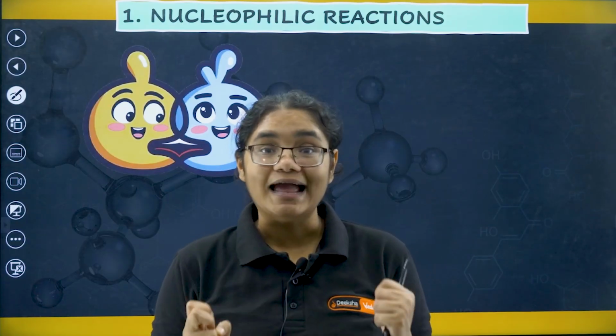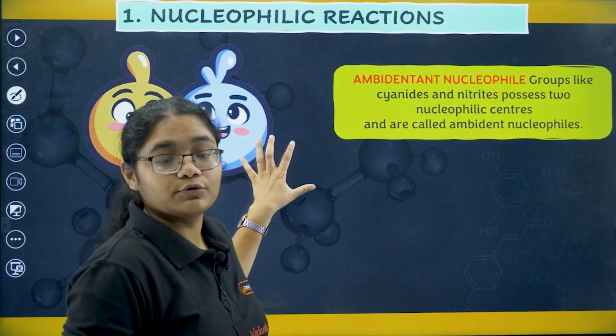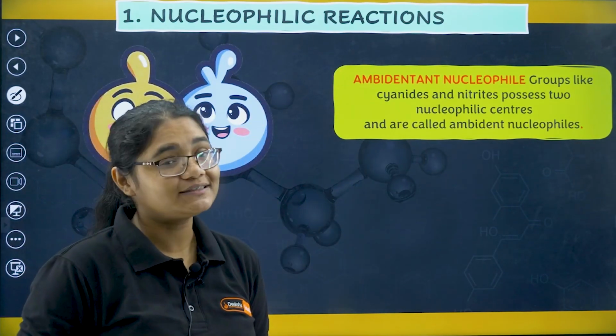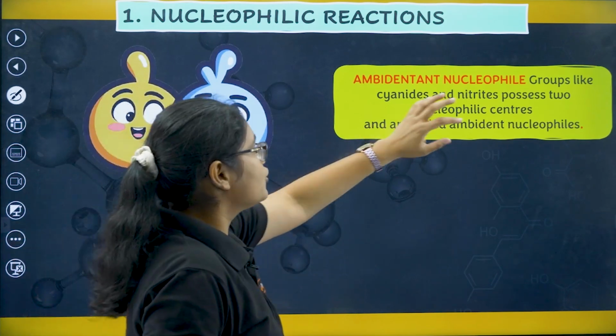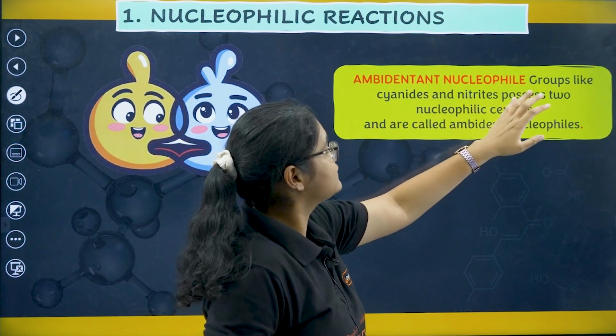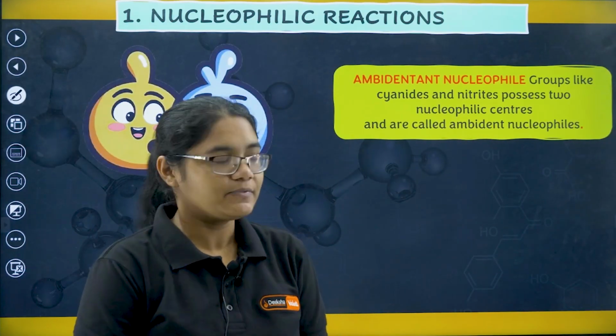Similarly, there are certain nucleophiles which have two faces, meaning they can react from two sides. Let me first give you an example. These types of nucleophiles are called ambidentate nucleophiles. Now what is an ambidentate nucleophile? Groups like cyanides or nitrites possess two nucleophilic centers and are called ambidentate nucleophiles.